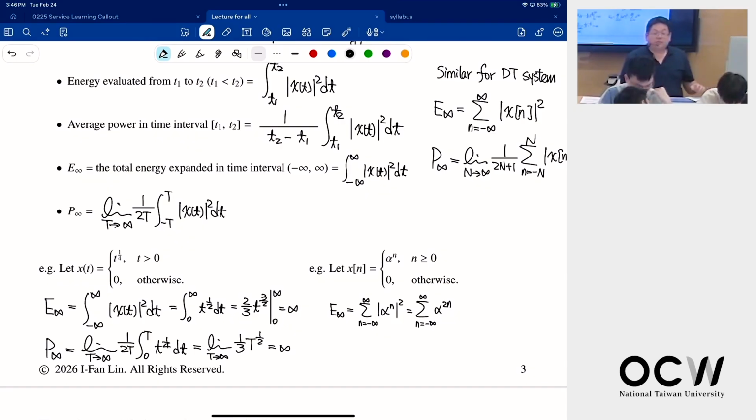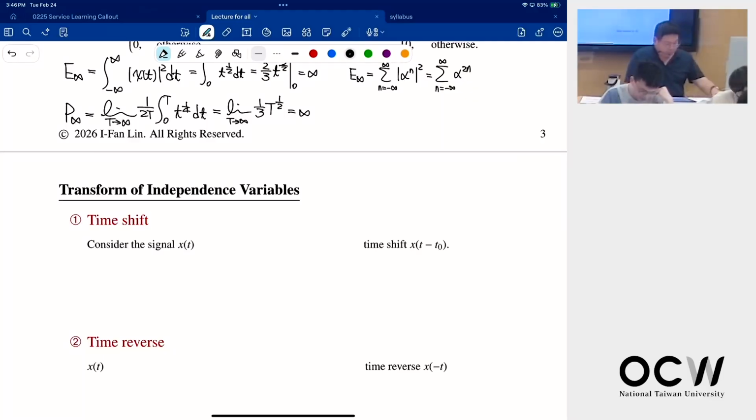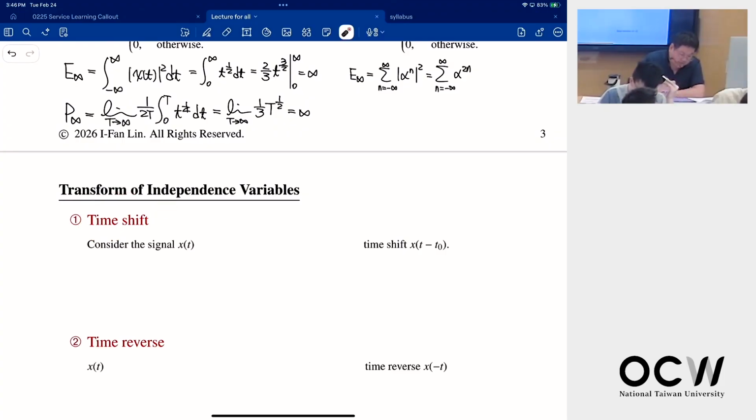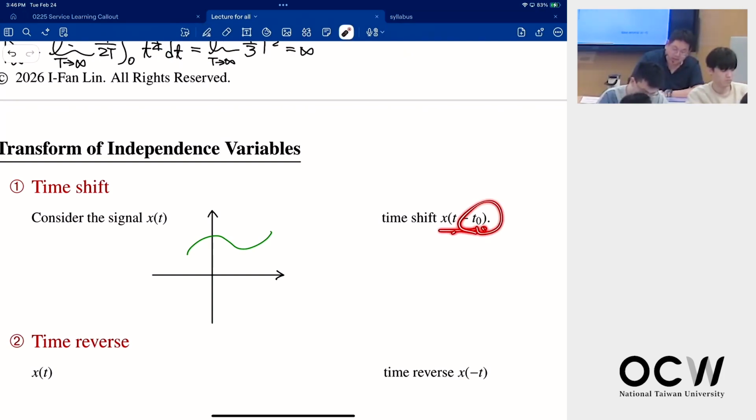All right, if you don't have any questions now, let's see some very important concepts about the variables. We will also use that later. So first, with a signal, what is the time shift? What does that mean, time shift? If I have a signal, if I shift t naught, t minus t naught, what does that mean? Shift to the left or shift to the right? Right. So I will shift to the right by t naught.